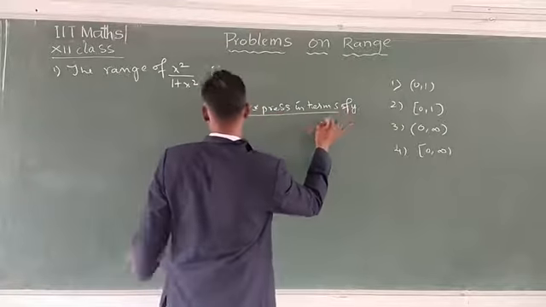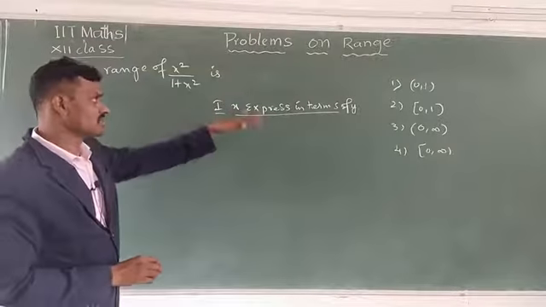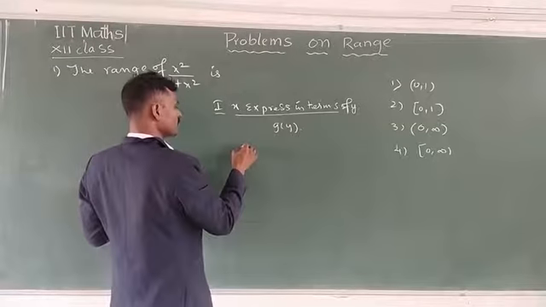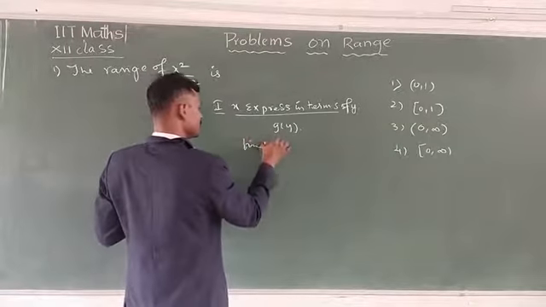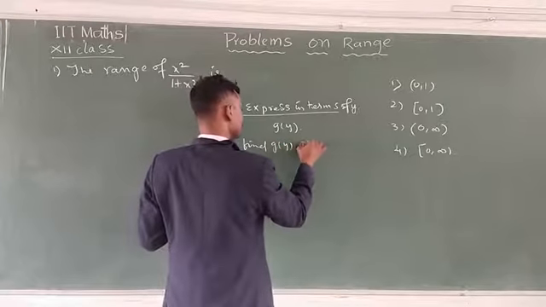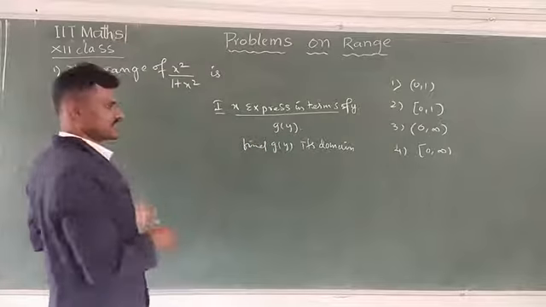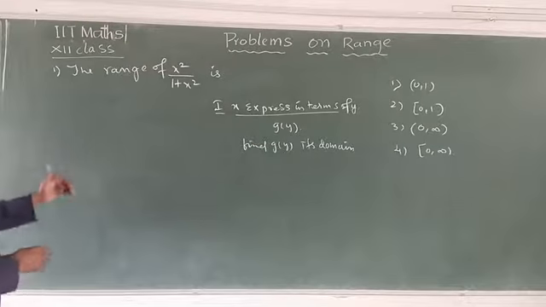First we have to express the given x in terms of y, which gives some g of y. Now find the domain of g of y. This domain is equal to the range of the given function. Then how to find it? See here, I will explain step by step.